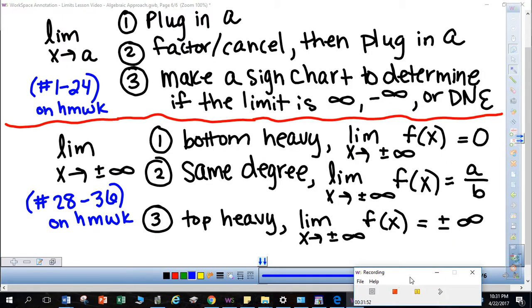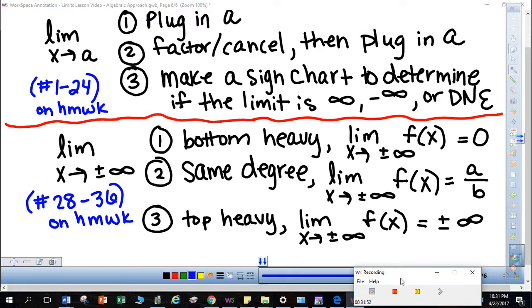So I wanted to finish by summarizing all of the methods that we've talked about today for finding limits algebraically. If you want to pause the video and grab a sheet of notebook paper to copy down the summary, you can do that and restart when you're ready.